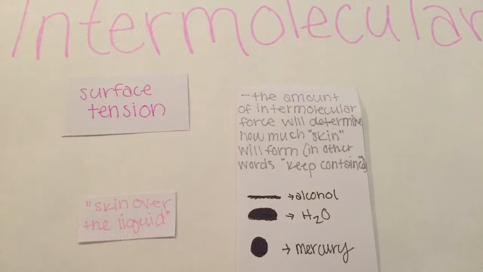So the amount of intermolecular force in the molecule will determine how much skin, or in other words, keeps whatever liquid contained. So as you can see, alcohol is more spread out because it has a weaker intermolecular force. Water has like a dome shape because it has a semi-strong force, and you can see the mercury has formed like more of a solid structure because it has the strongest force of the three.